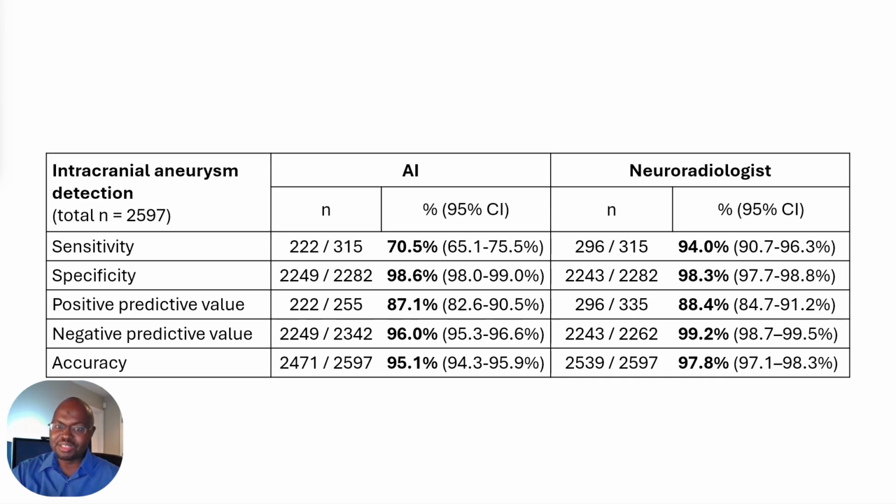So we saw radiologists did better than AI, but when it comes to specificity, for AI it was 98.6%, for radiologists 98.3%. In terms of positive predictive value, AI had 87.1%, while radiologists had 88.4%. And when you're looking at the negative predictive value, AI had 96%, and neuroradiologists had 99.2%. In terms of accuracy, AI had 95.1%, and neuroradiology had 97.8%.